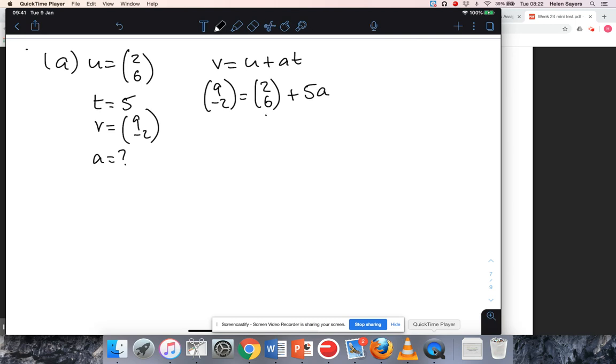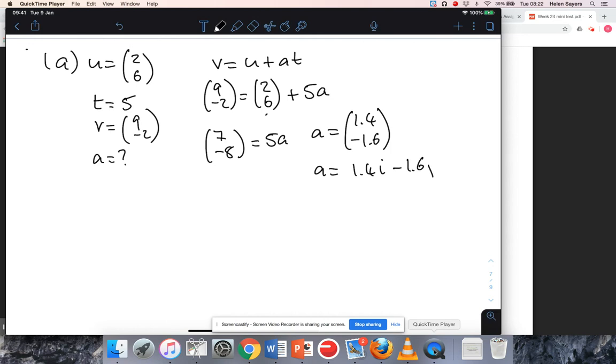So if I subtract this vector from (9, -2), I'm going to get (7, -8). And then if I divide through by 5, I'm going to get a is 7 divided by 5 and minus 8 divided by 5. And then I'm just going to give that back in the same form as given in the question. So 1.4i minus 1.6j, and also give the units.